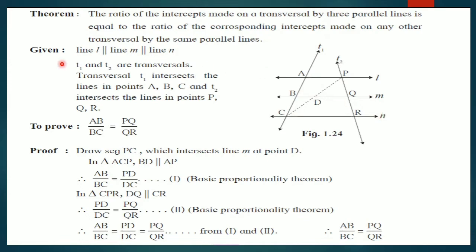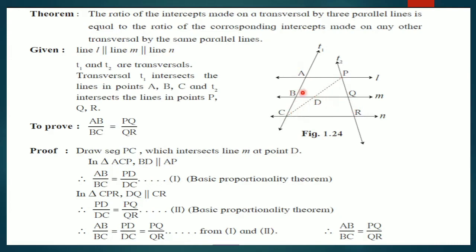Given lines L, M and N are parallel lines, and T1 and T2 are two different transversals. T1 intersects the lines at points A, B and C, and T2 intersects the lines at points P, Q, R. Here we need to do a simple construction for the proof, that is, we join PC, or we can join AR also.